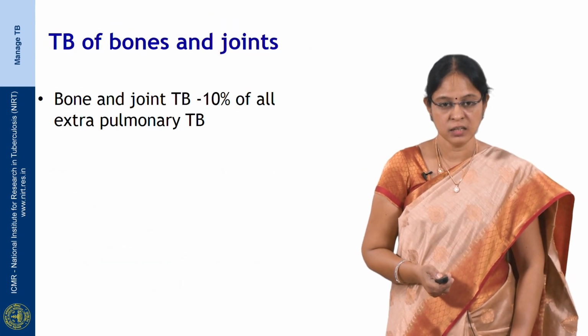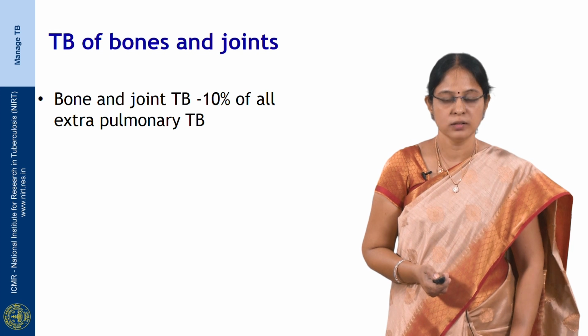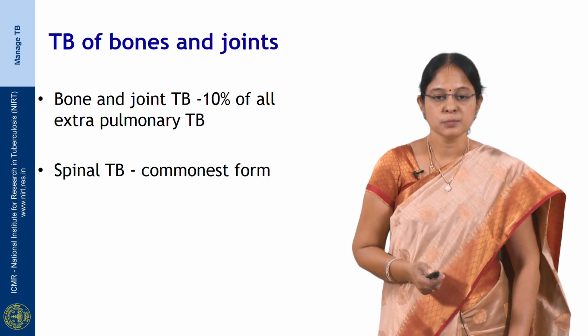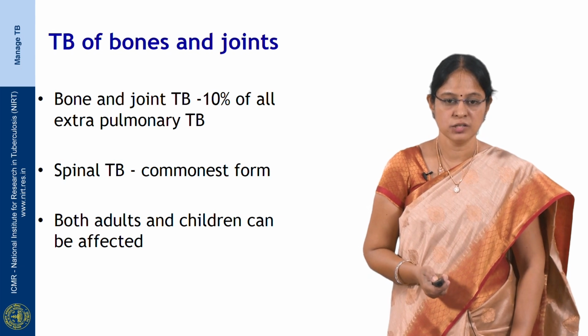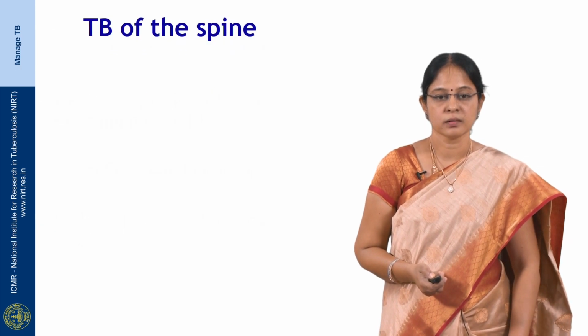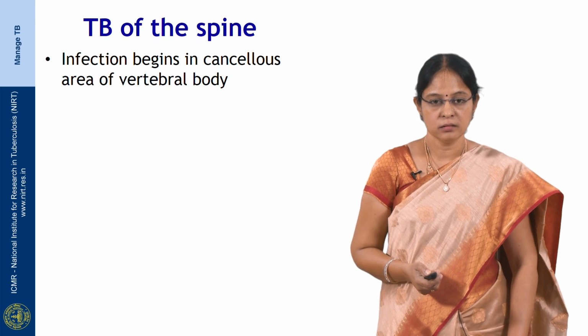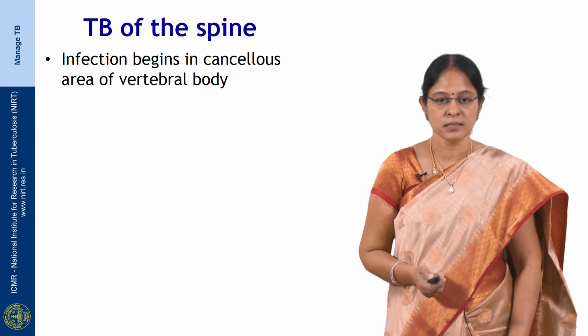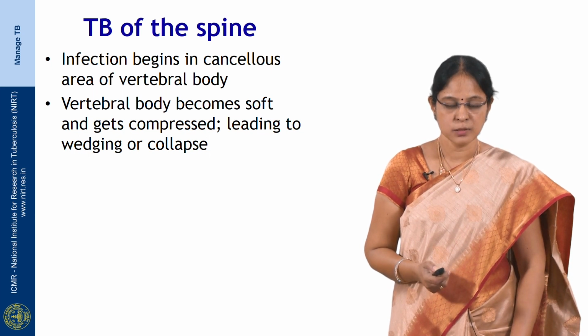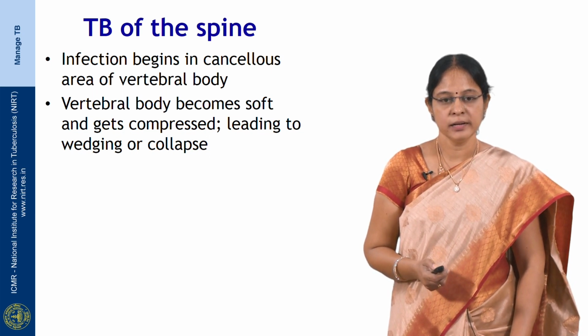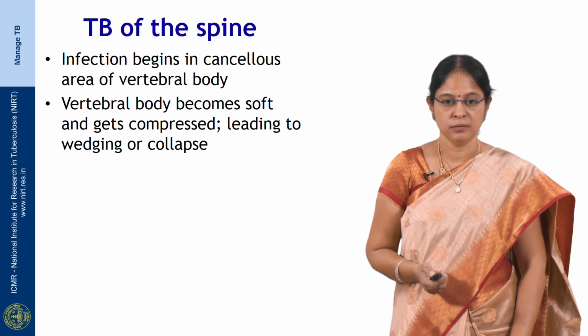Bone and joint TB accounts for 10% of all extrapulmonary TB. Spinal TB is the commonest form. It occurs both in adults and children. The infection usually begins in the cancellous area of the vertebral body, where the vertebral body becomes soft and gets compressed, leading to wedging or collapse of the vertebrae.